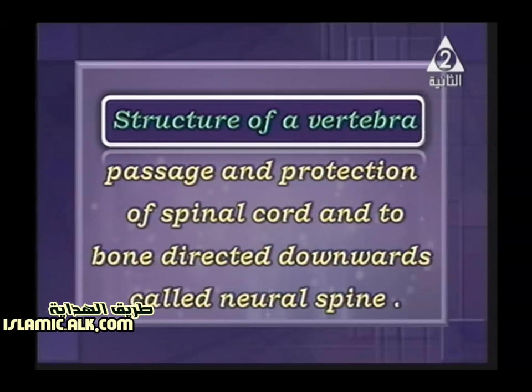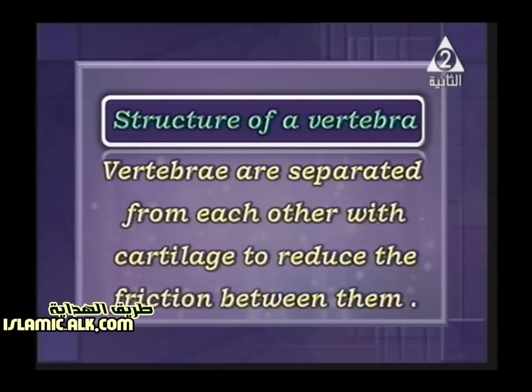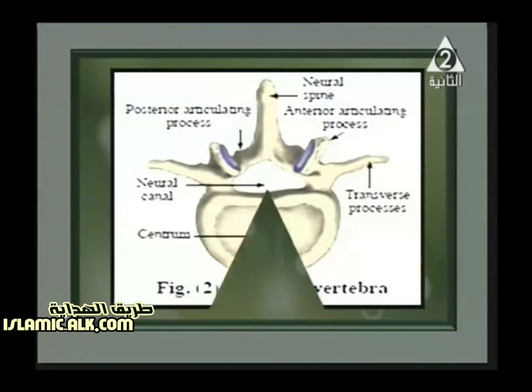Again, any vertebra consists of a large part, we said it is called the centrum, and it is attached anteriorly and posteriorly by what? Anteriorly by the neural canal, and posteriorly by 2 transverse processes. Vertebrae are separated from each other by cartilage. For what? To reduce the friction between them.